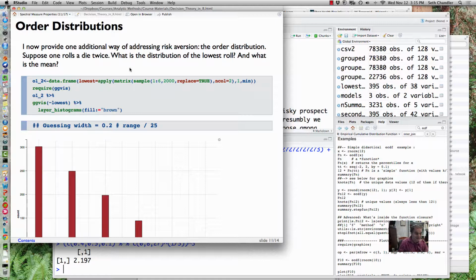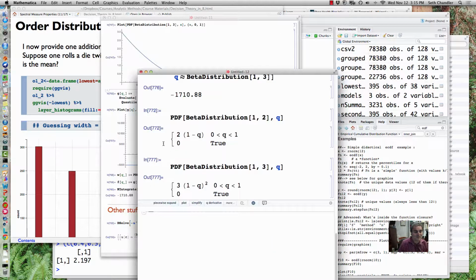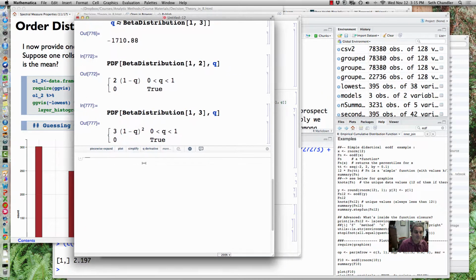you might ask, what is the resulting distribution? And actually, Mathematica is very nice at dealing with this. Let's go to Mathematica here, and we're going to say we have a discrete uniform distribution, and the possible outcomes are 1 to 6. Okay?